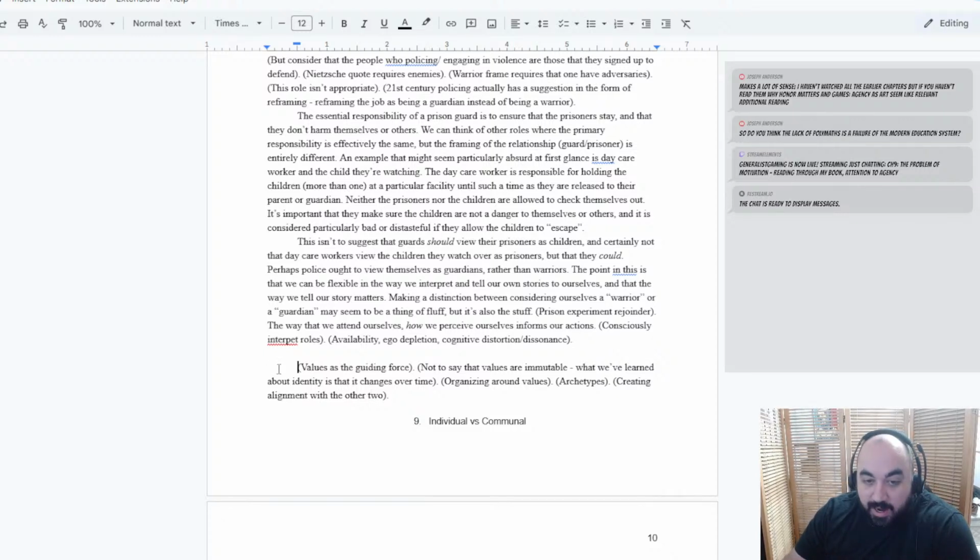Values are the guiding force. Now, this isn't to say values are immutable. What we've learned as identity is they change over time. But we can organize our behavior, our actions, and our praxis around values. And then I think we make the argument that archetypes create alignment between values and identity.